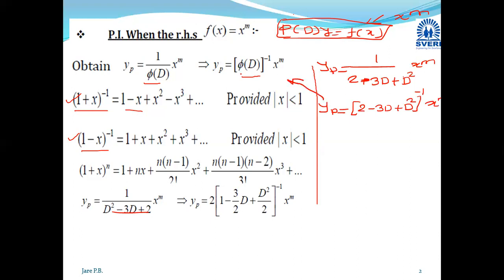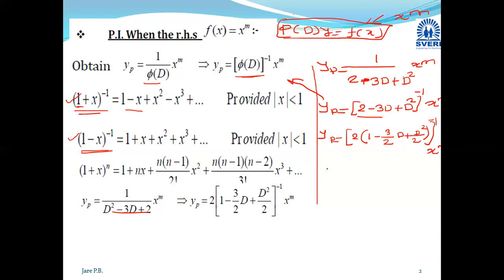Now we solve this example for phi of D. We try to convert this into the form of either (1 plus x) raised to minus 1 or (1 minus x) raised to minus 1. Using these formulae, we need the first term, and the first term is always 1. Here the first term is 2, so 2 is taken common. So yp is equal to, taking 2 outside, inside the bracket 1 minus 3 by 2 times D plus D square by 2, whole raised to minus 1, into x raised to m.